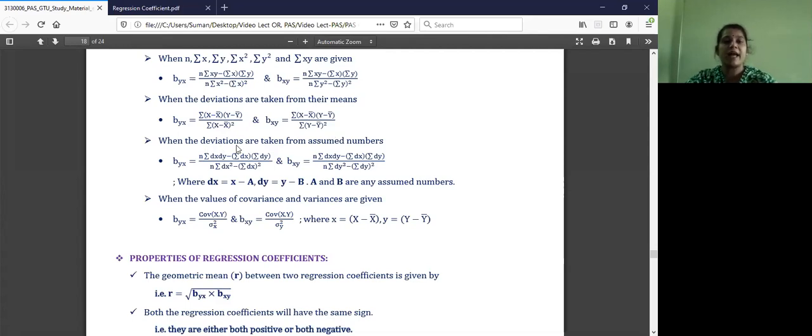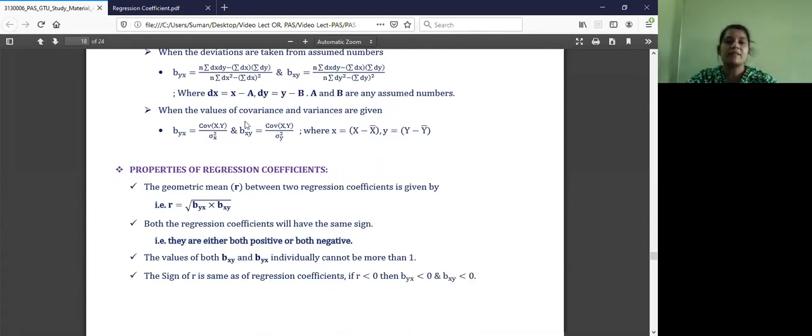So next is when the deviations are taken from assumed means, assumed numbers. So we use these two types of formula. We mostly do not use this formula much because it is very complicated and the solution is very lengthy. Okay, where in this formula dx is equal to x minus a and dy is equal to y minus b. A and b are any assumed numbers.